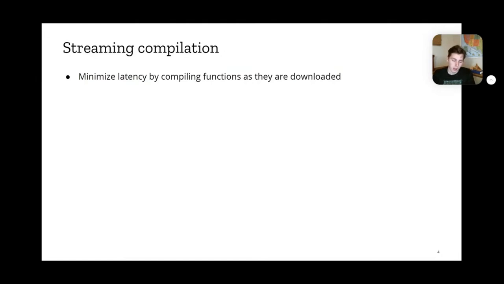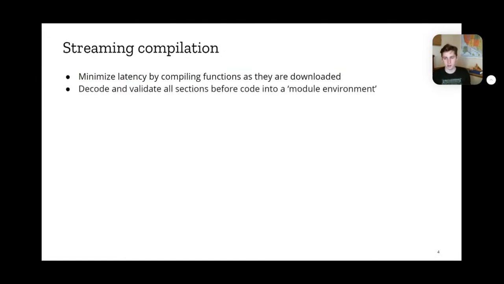The major concept that's important to it is that we synchronously decode and validate all the module sections before the code section. And we put this in a structure we refer to internally as the module environment. And so this contains all the things such as types, memories, globals, tables, and all of that. And this contains all the information that we need in order to validate function bodies.